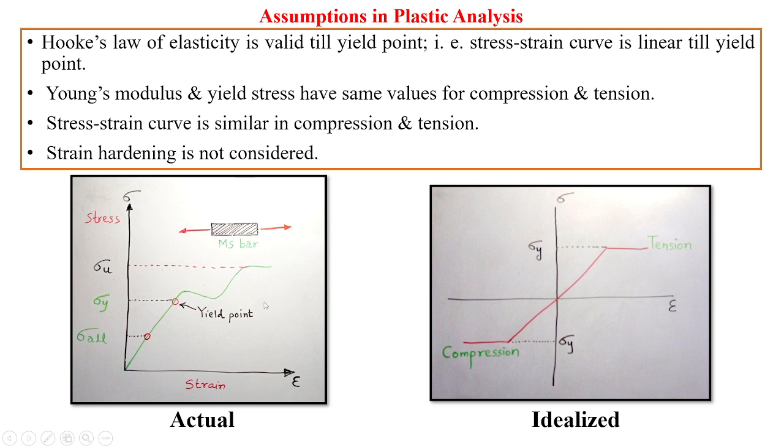We know that for a ductile material like mild steel, beyond the yield point, the material again undergoes strain hardening, and that's why load carrying capacity goes on increasing even beyond yield point. But here in plastic analysis, strain hardening is not considered. So here on the left is the actual stress strain curve obtained from the laboratory, whereas the right side is idealized. I have shown compression on the left side and tension on the right side. That means the curve is assumed to be flat after the material has reached the yield stress. You can clearly see it in tension as well as compression.